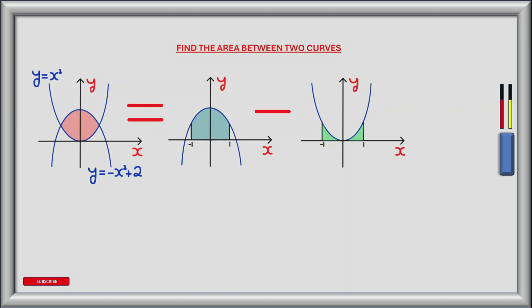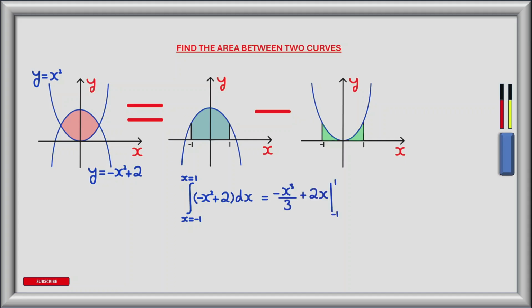So let's start by finding the area of the blue shaded region. To do this, we can integrate the function y equals minus x squared plus 2 between the limits of x equals minus 1 and x equals 1.